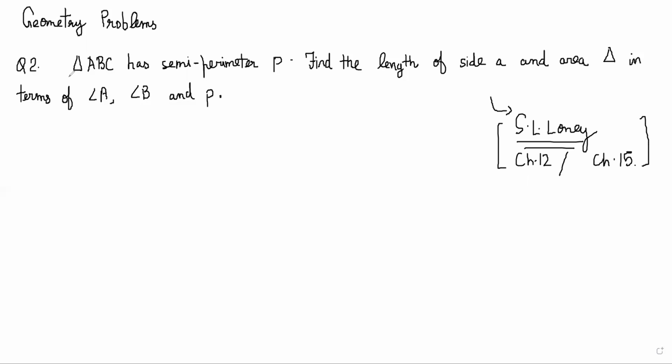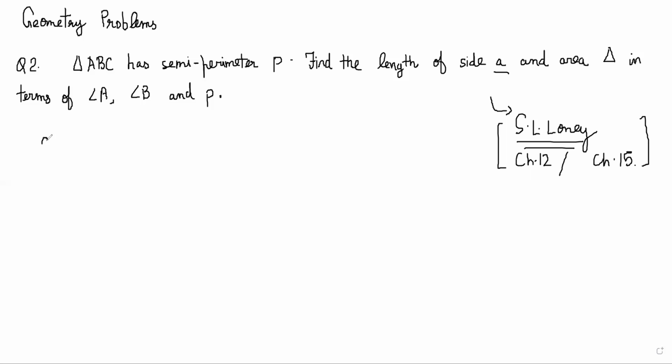The problem is an actual Olympiad problem, but it's a very old problem. So it's fairly straightforward. The triangle ABC has semiperimeter P. Find the length of the side a and area delta in terms of angle A, angle B, and P. So let's get to it.